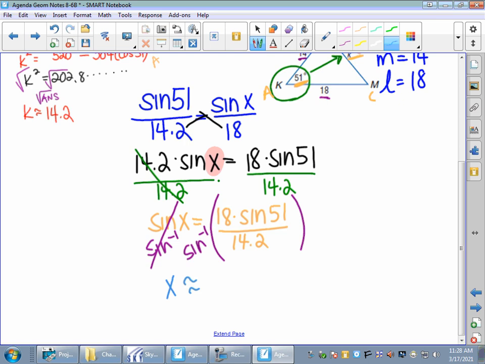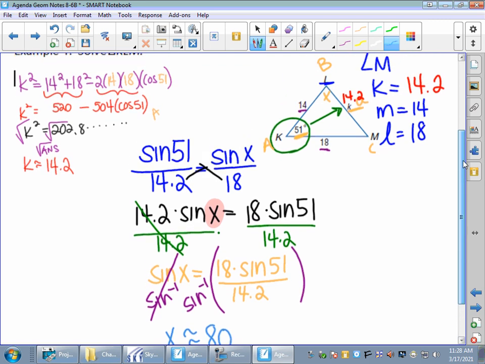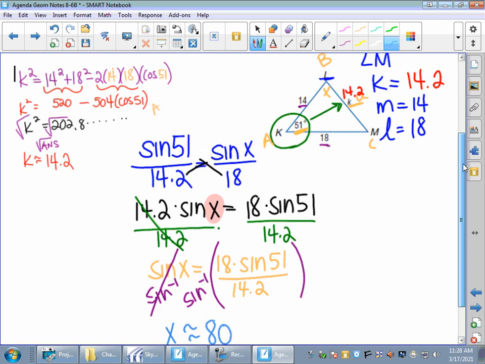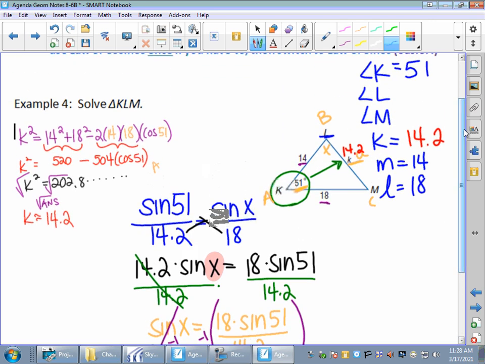80. Double check and make sure I'm right. Again, remember, angles I'm rounding to the nearest whole degree. Sides I go to the nearest tenth. So I feel pretty good about an 80 there. That was X, or angle B. Nope, or angle L. So that we said was about 80.